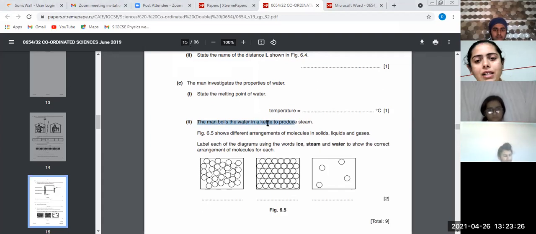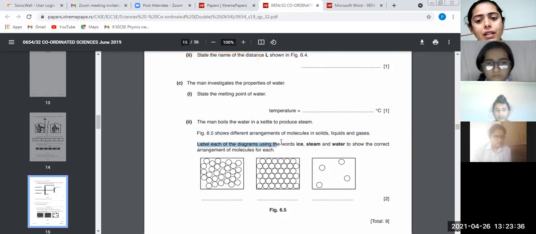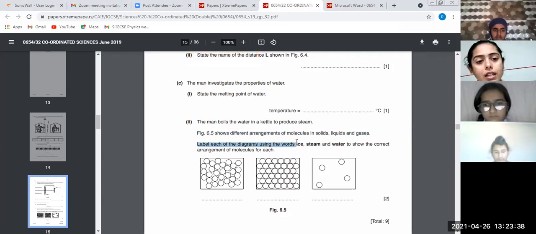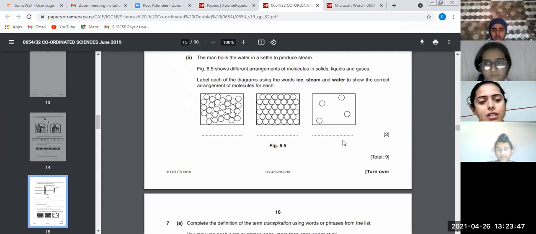The man boils the water in the kettle to produce steam. Figure 6.5 shows the different arrangements of molecules in solid, liquid, and gases. Label the diagrams using the words ice, steam, water. हाँ जी, इनमें से बताओ कि आइस कौन सी है, स्टीम कौन सी है, वाटर कौन सी.